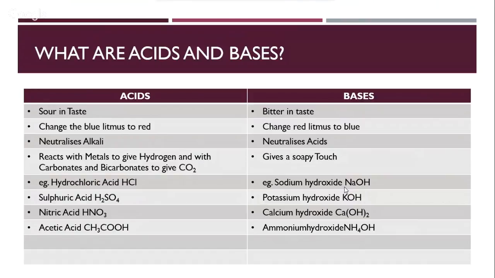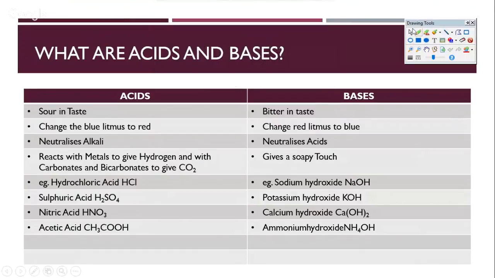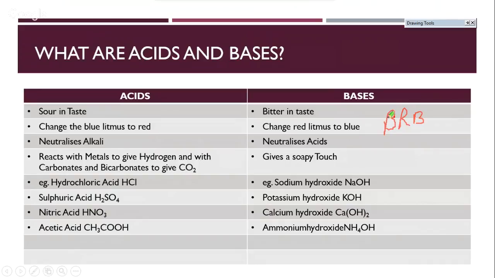Of course, acids turn blue litmus paper red, and bases turn red litmus paper blue. It can be remembered as BRB: blue turns red, and red turns blue. So BRB is a short form to remember that acids turn blue litmus to red, and bases turn red litmus to blue. If you are able to remember that, automatically your acids and bases can be worked with. Of course, acids neutralize alkalis and bases neutralize acids.